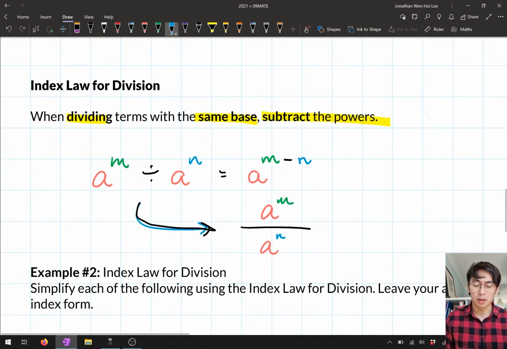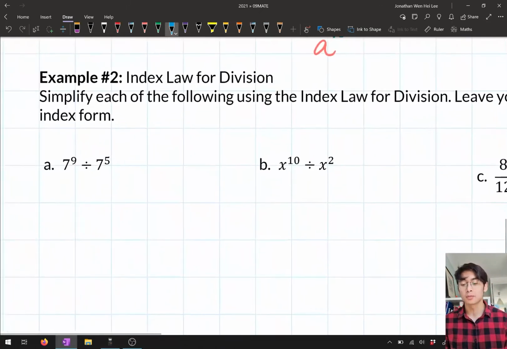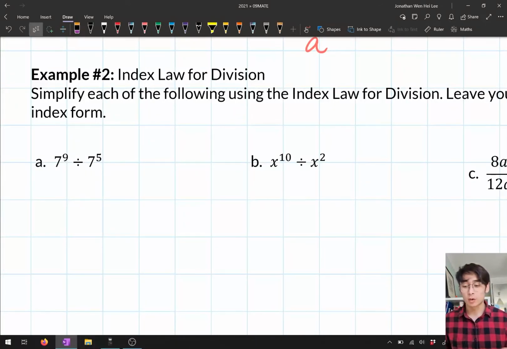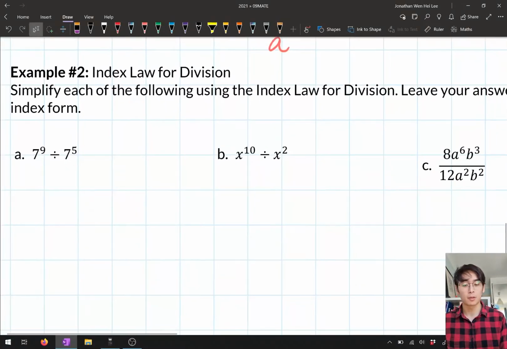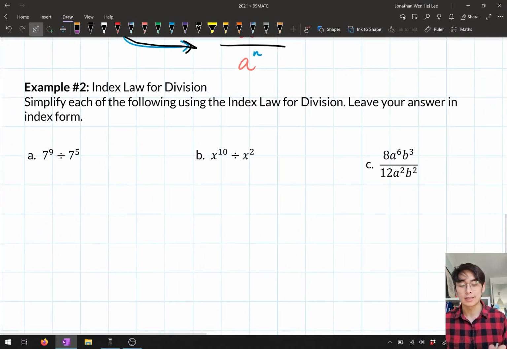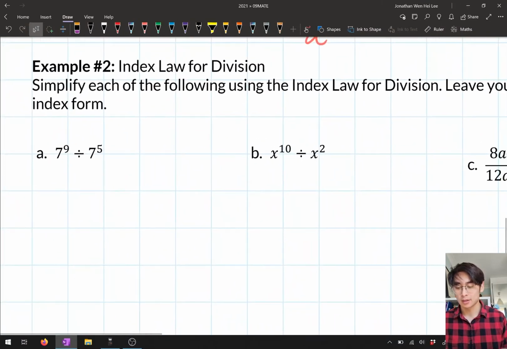So let's actually go and apply this. Let's have a go at these examples. So the first two. Simplify the following using the index law for division. Leave your answer in index form. Okay, so let's have a look at the first one.